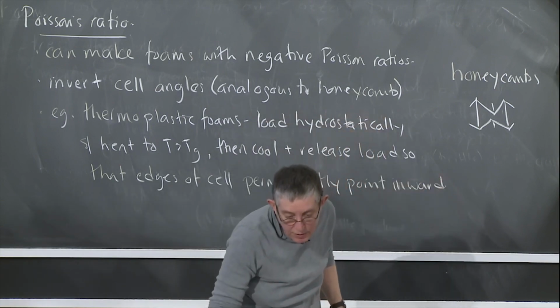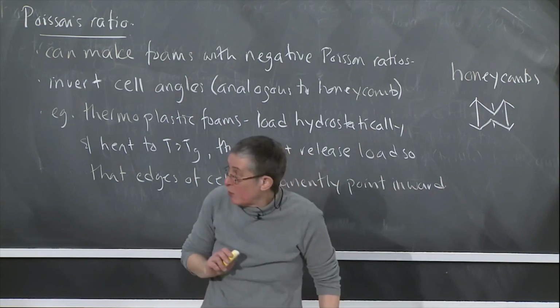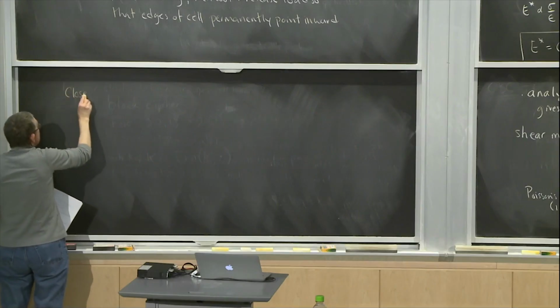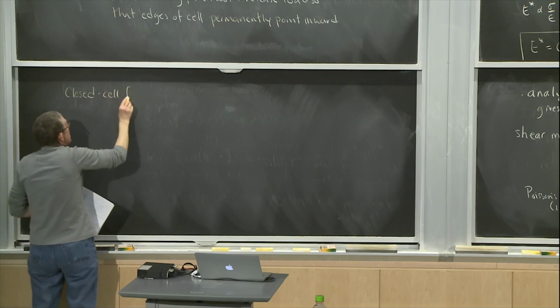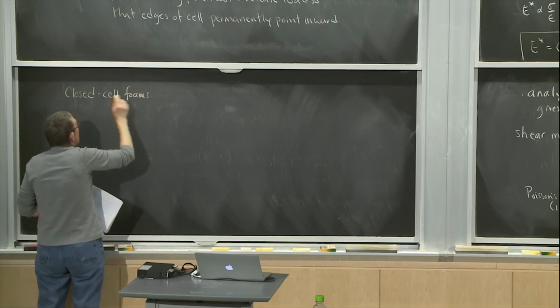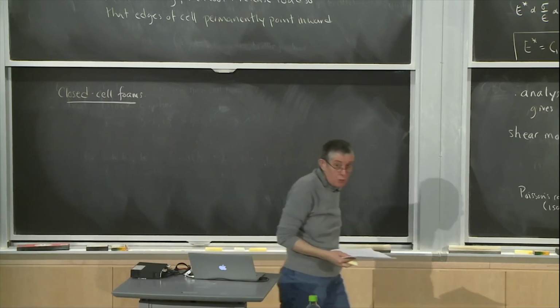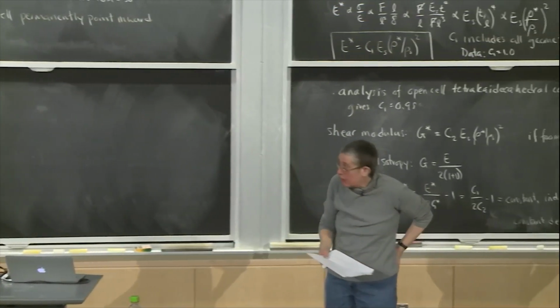So I have a photograph here of a foam with a negative Poisson's ratio. You can see how the cells have been sort of smushed in, and it's the equivalent of the way it's done for the honeycomb. Okay, are we good? So that's the linear elastic moduli for open-celled foams. And the next thing I wanted to do was closed-cell foams.